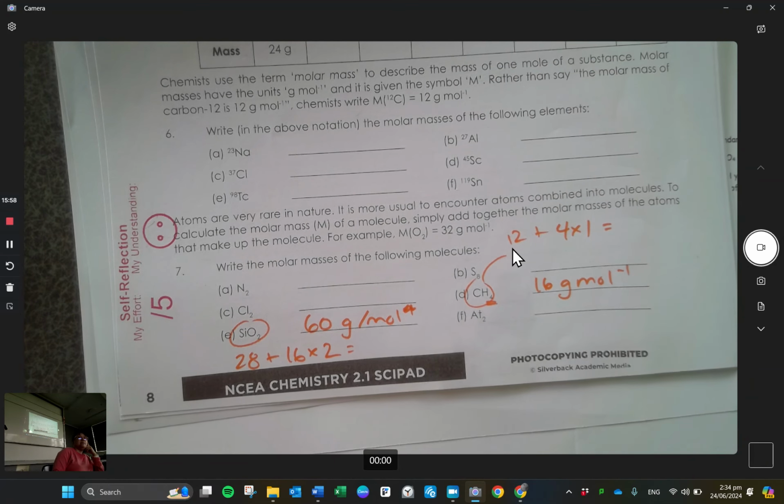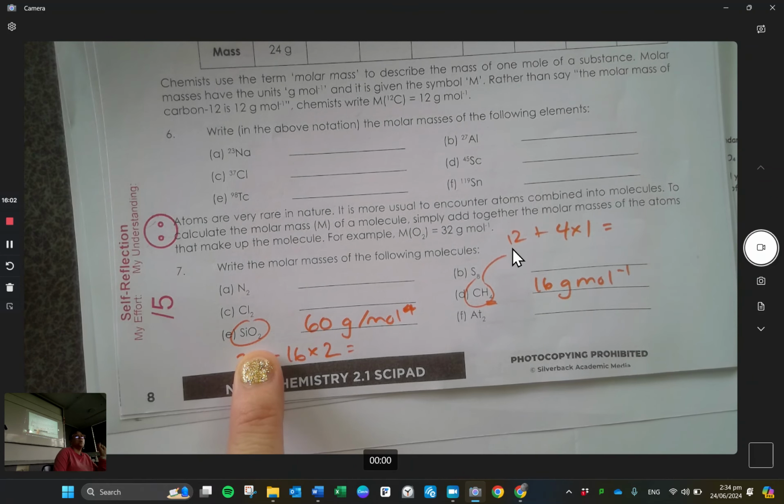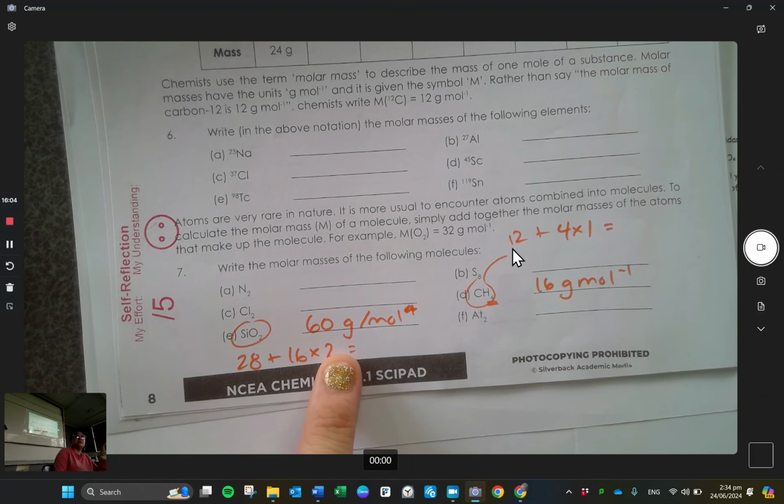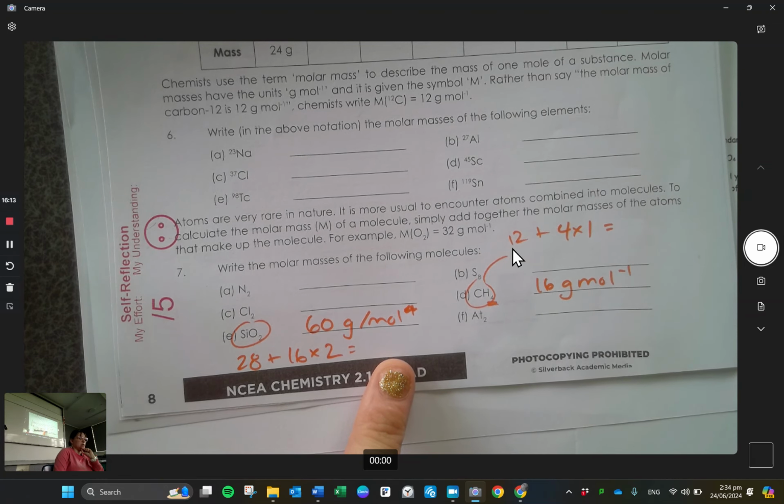So basically what that means is if I want 1 mole of silicon dioxide, I would need to weigh out 60 grams. If I weighed out 60 grams, I have 1 mole. If I weighed out 120 grams, I have 2 moles. Are we okay with that, or do you need to see that again?